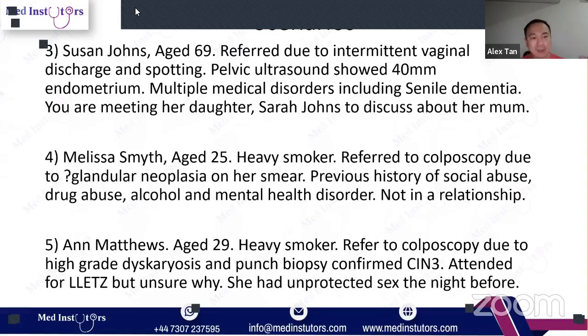So I'm Anne, I'm 29, a young childbearing age, heavy smoker, colposcopy referral due to high-grade dyskaryosis, and I did a punch biopsy, it confirmed CIN3. She came for a planned LETZ with you, but not sure why. And you found from the reception that she had a one night stand last night. So you've confirmed everything.